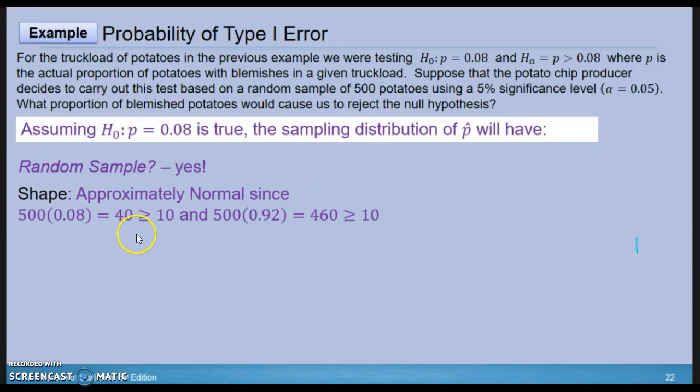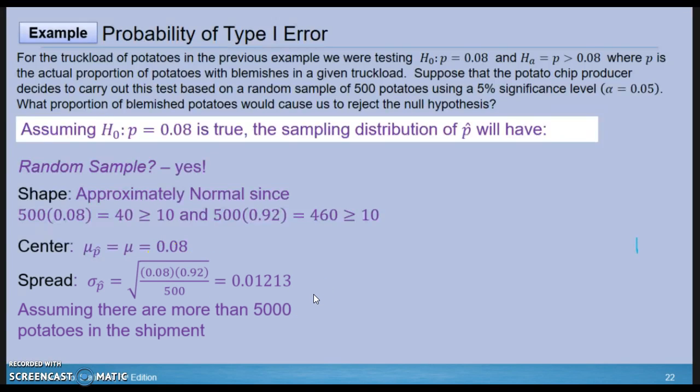The shape, this is where we check we're in proportion. So we check that np is greater than or equal to 10. So we check that 40 is greater than or equal to 10 and that 460 is greater than or equal to 10. And this is plugging in our n, which is our sample size, and our p, which is 0.08 from our hypothesis. And we have to check our center. So where is our center? What are we claiming? They're claiming that this true, this should be p, my apologies, is 0.08.